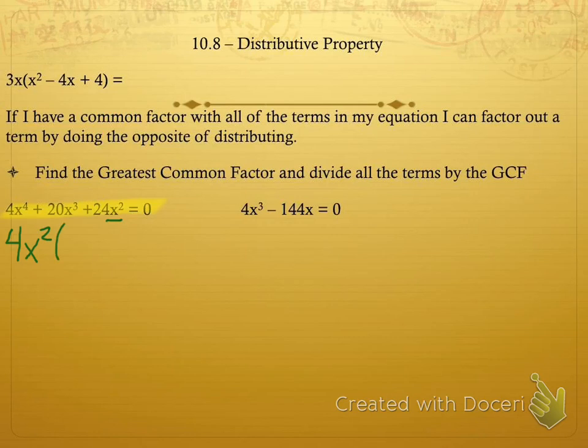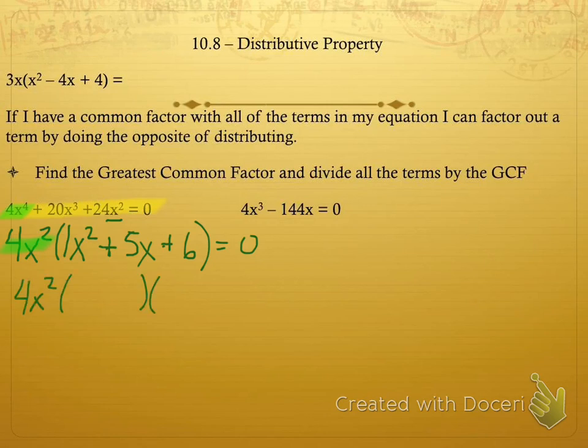And then what I'm going to do is divide each of these terms up here by my term on the outside, my greatest common factor. So 4x to the fourth divided by 4x squared, 4 divided by 4 gives me 1, x to the fourth divided by x squared gives me x to the second power. Again, when I have exponents, I subtract my exponents when I'm dividing. So I go plus 5x, and then plus 6 equals 0. So I keep this on the outside.